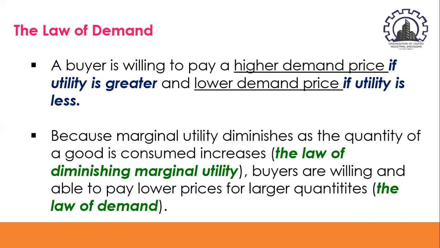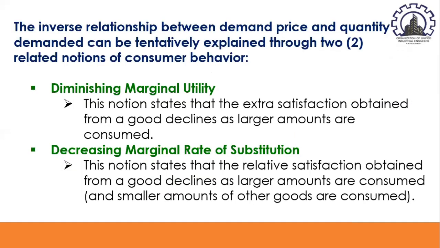Now, this law of diminishing marginal utility is the counterpart of the law of diminishing marginal returns. Now, as the law of diminishing marginal utility offers an explanation for the law of demand and the negative slope of the demand curve, the law of diminishing marginal returns offers an explanation for the law of supply and the positive slope of the supply curve. Further support of the law of demand is provided by the analysis of utility and consumer demand theory.